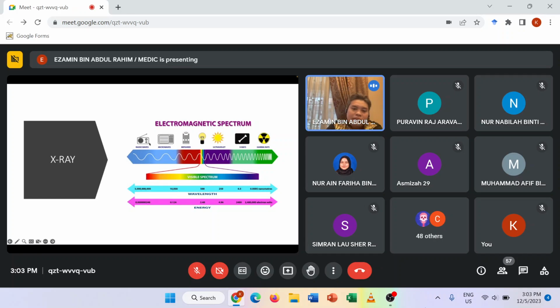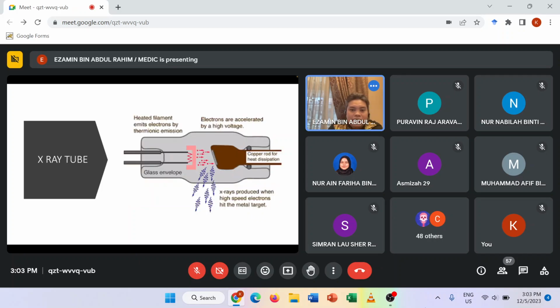The ones before this are non-ionizing radiation, like microwave, infrared, and white light, the visible spectrum, which are considered non-ionizing radiation. Starting from ultraviolet, it becomes about 50-50. And then this is how the X-ray tube produces X-rays. This is the basics of X-ray, the basics of radiology.